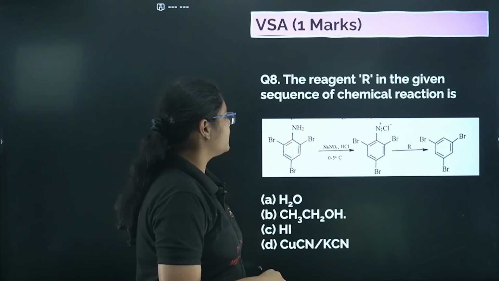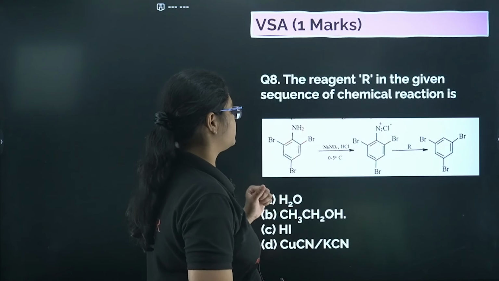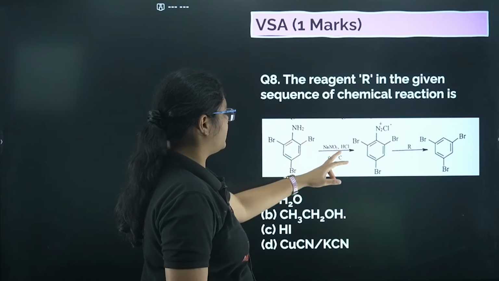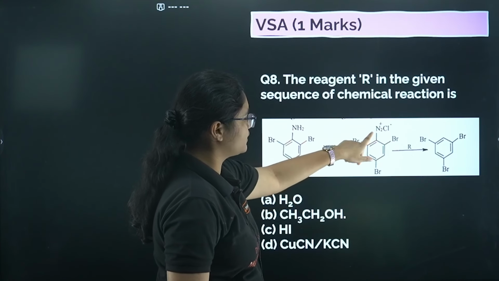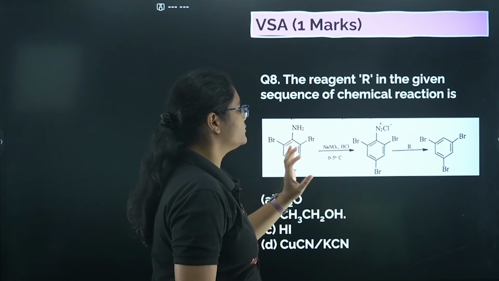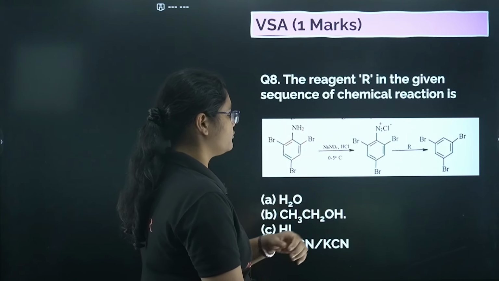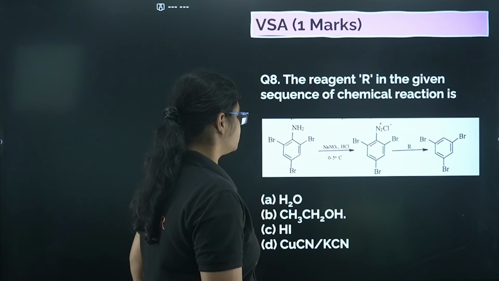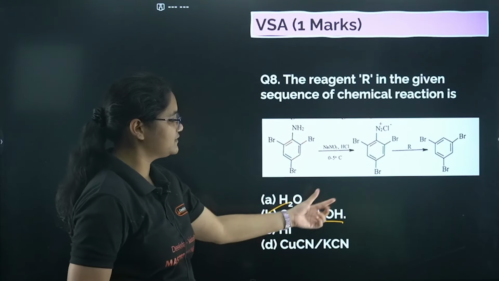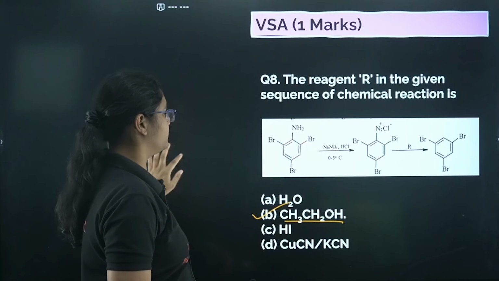Next, the reagent R in the given sequence of chemical reactions is. So first of all, bromine you have taken, and then NaNO2 and HCl, that will convert this, and after that R is there, meaning this N2 group is completely removed. So for that, if you want to just add an H group here, you can use ethyl alcohol. So option number B here.